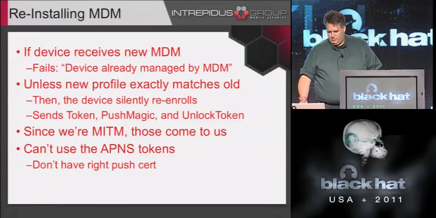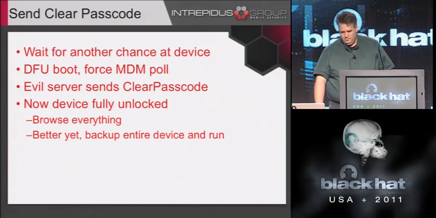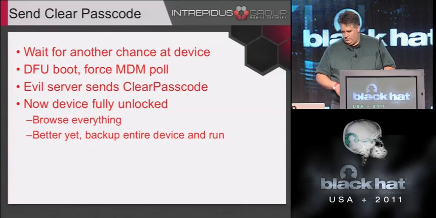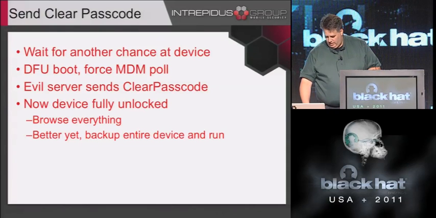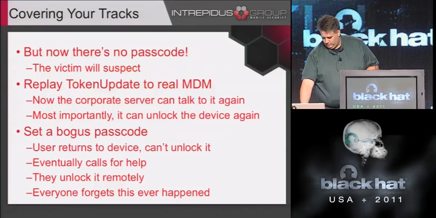When it re-enrolls, it sends all the token information, the device token, the push magic, and the unlock token. Can't do anything with the APNS tokens because we don't have the right push certificate, but the unlock token is what's nice. So once you do that, now you've got the clear passcode command. You set up your server to wait to send that. Next time you get access to the device, you get on with the DFU mode. You again touch that file, create the outstanding activities file. It connects, and the server says clear passcode. The device says OK, and now you're in.